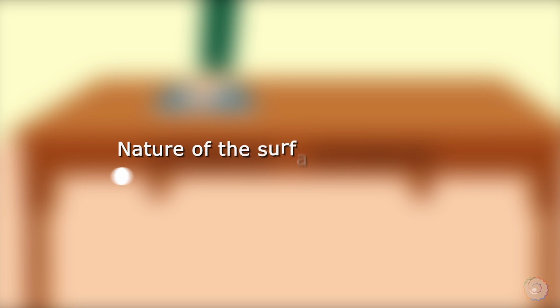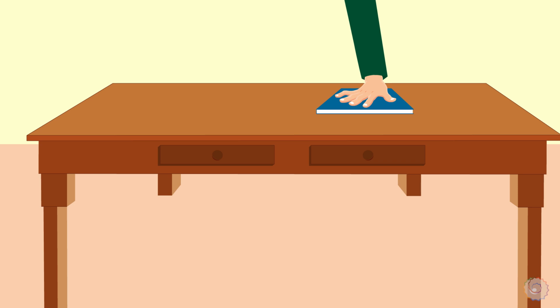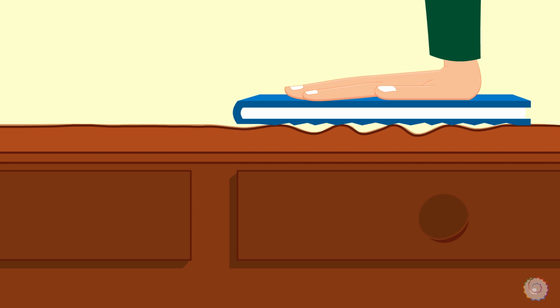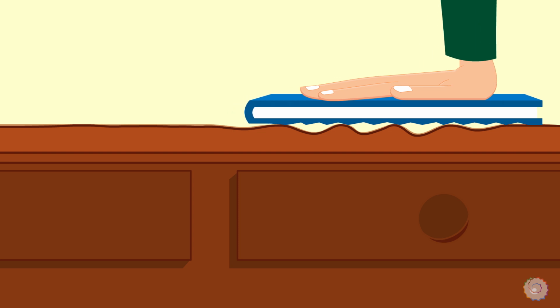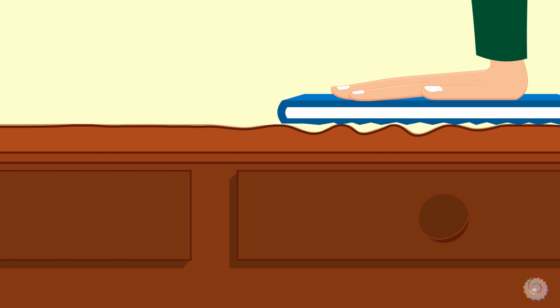One is the nature of the surfaces in contact. To understand this, consider moving a book across a very smooth table. You might think that since there are no visible irregularities on both these smooth surfaces, there is no friction. But that's not the case. There are still a large number of minute irregularities on them, causing the surfaces to interlock.